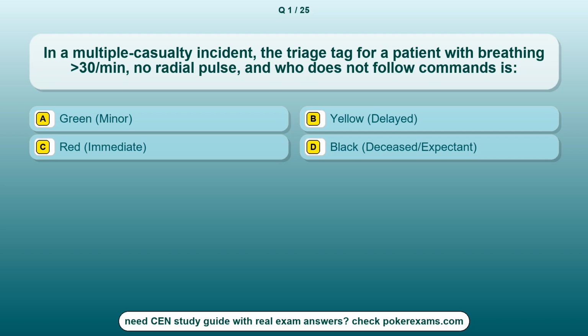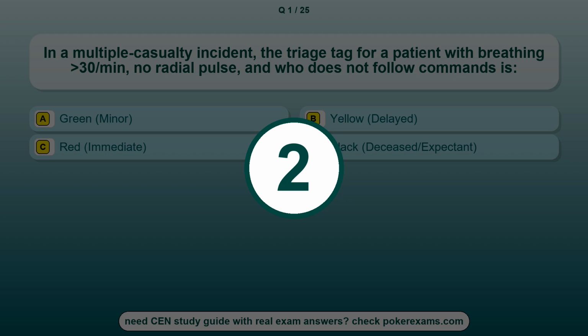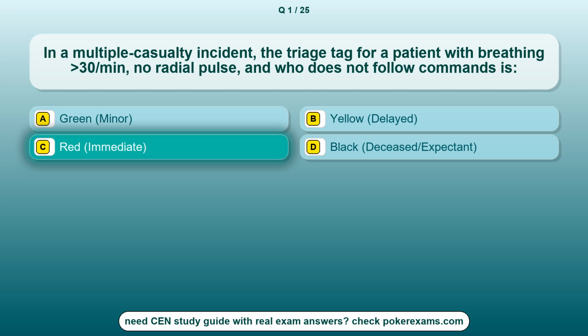Question 1. In a multiple casualty incident, the triage tag for a patient with breathing 30/min, no radial pulse, and who does not follow commands is option A, green, minor, option B, yellow, delayed, option C, red, immediate, option D, black, deceased/expectant. The correct answer is option C, red, immediate.